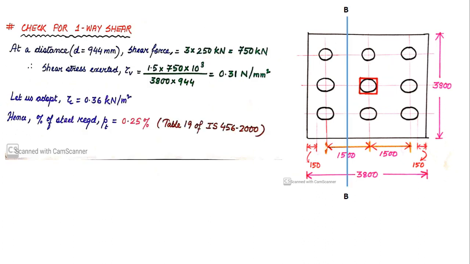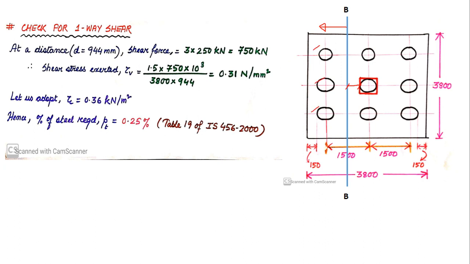Alright, the next step is to check for one-way shear. If you remember, in one-way shear we take a section at a distance of d, that is the effective depth, from the face of the column. So we have taken a section BB from the face of the column at a distance of d. If you look at the left hand side of this section BB, I will have 3 piles. These are the 3 piles.